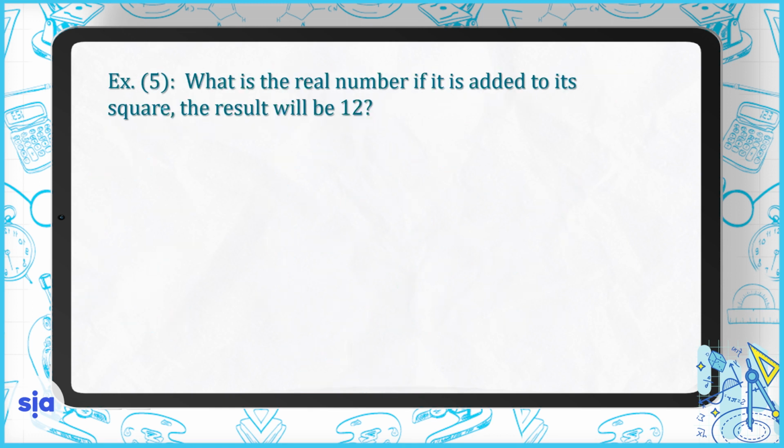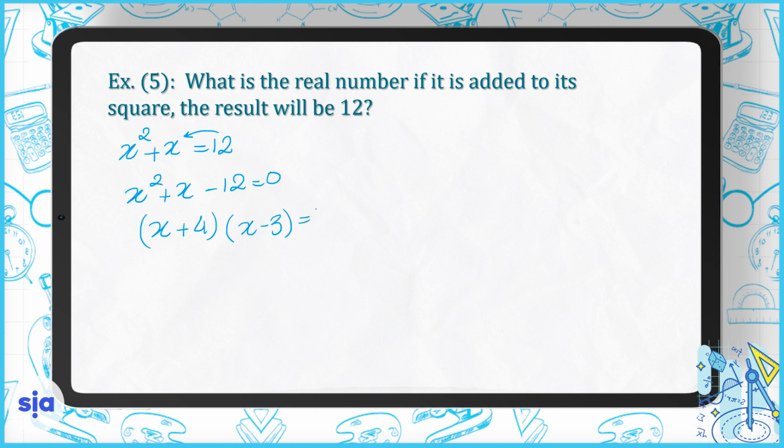Exercise number 5. What is the real number that if it's added to its square, the result is 12? So x squared plus x equals 12. If you put this inside here, x squared plus x minus 12 equals 0. So x plus 4 multiplied by x minus 3 equals 0. So x can be negative 4 or x can be 3. So the number in this case can be either negative 4 or 3.